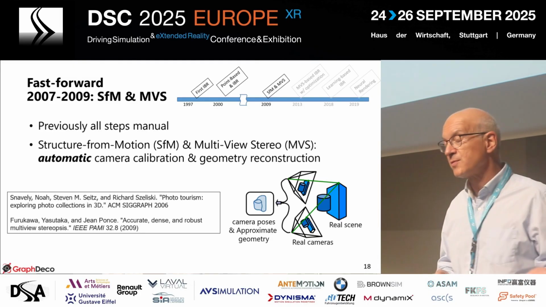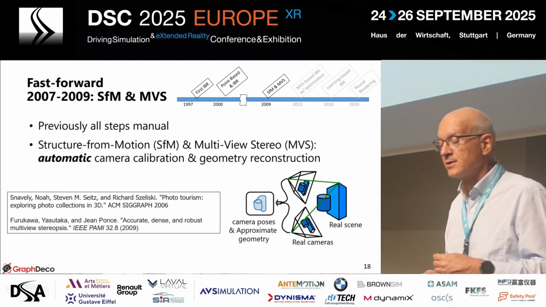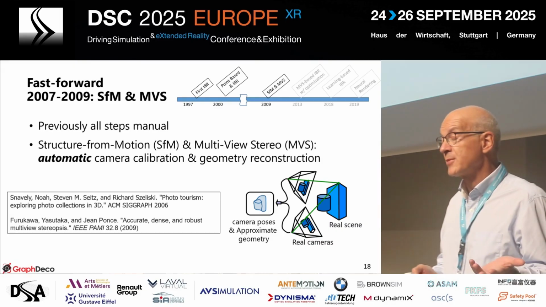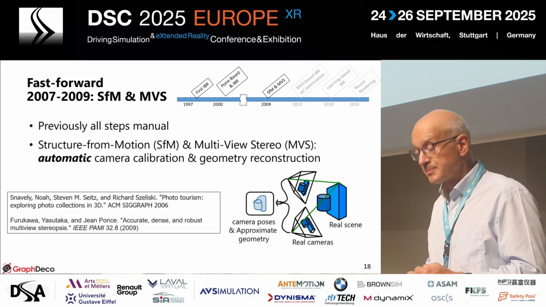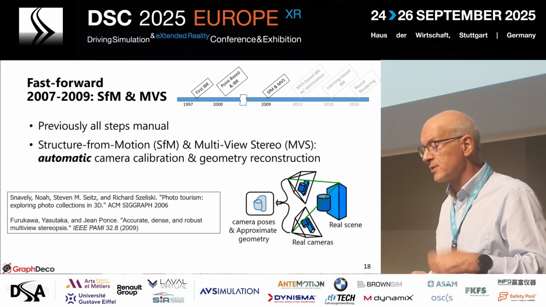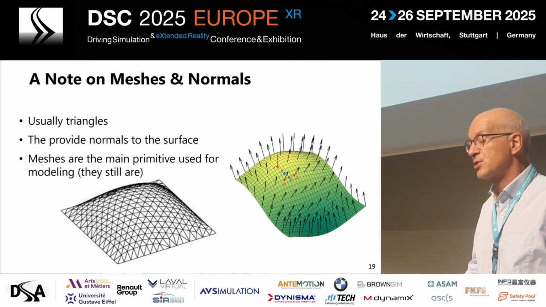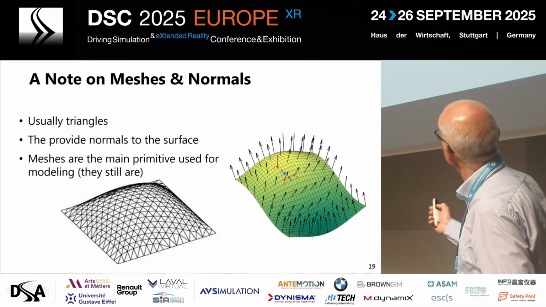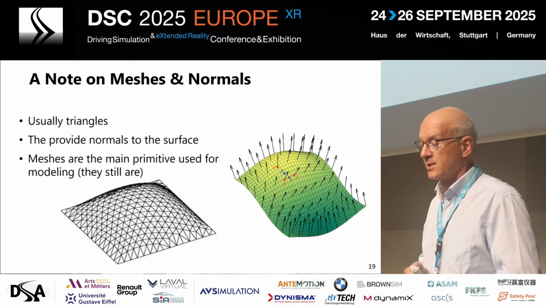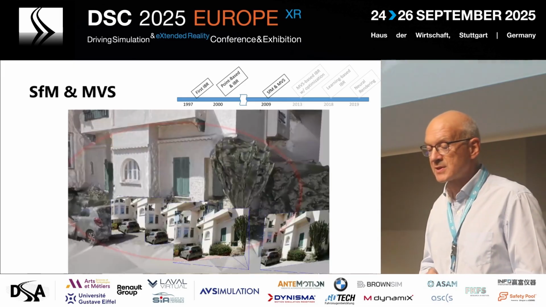And thankfully, computer vision researchers developed structure from motion and multi-view stereo, so automatic camera calibration was possible. You just gave the pictures and it found the poses. And there was some level of geometry reconstruction, which typically took the form of meshes, which are usually triangles. And what's important for triangles for us, and we'll see later, is the fact that we can get normals from the meshes. Quick illustration of what structure from motion looks like.